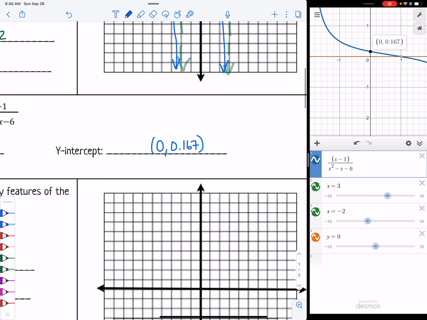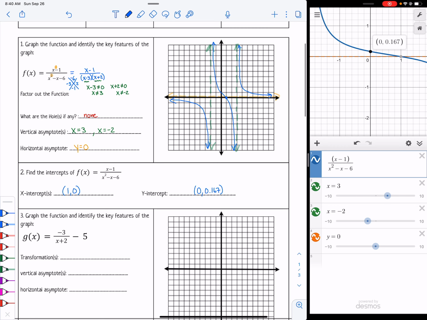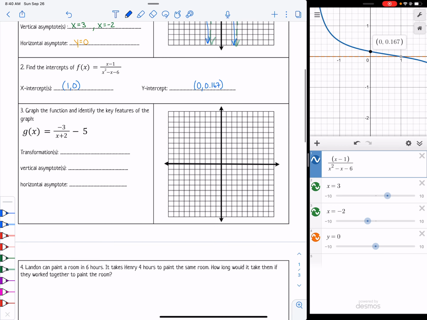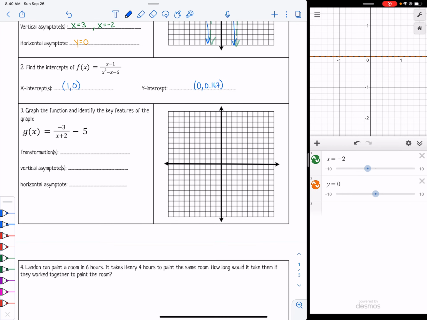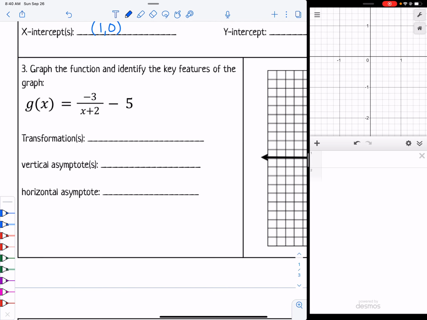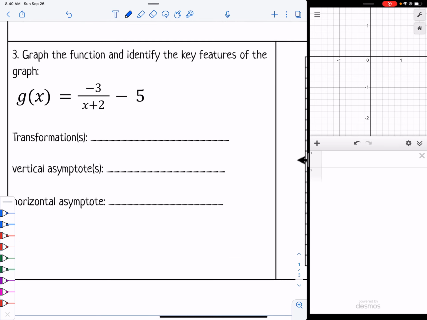All right, so that's it for number 2. You just had to find the intercepts. For number 3, we're given a different function. So I'm going to clear this one out of Desmos and start with this new function. It says graph the function and identify the key features of the graph.